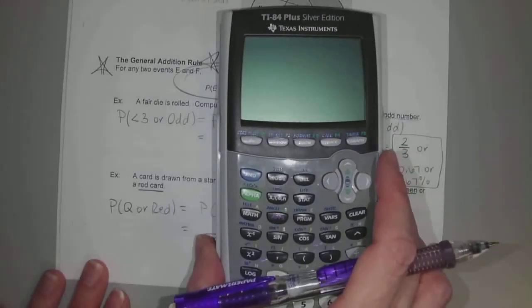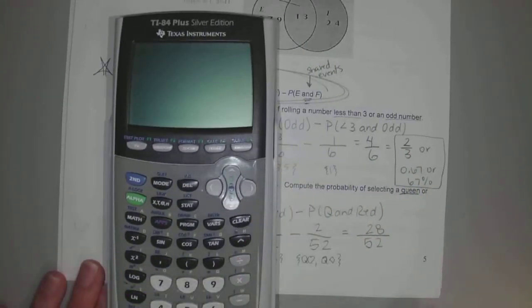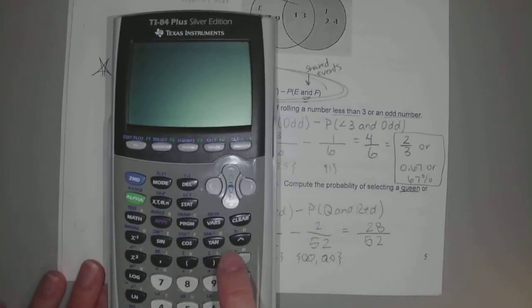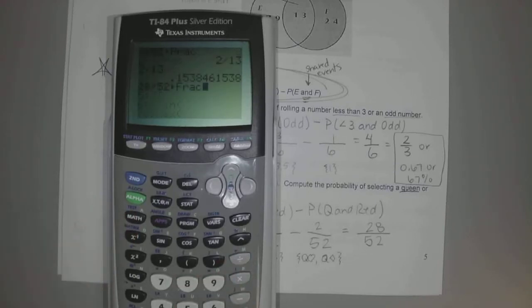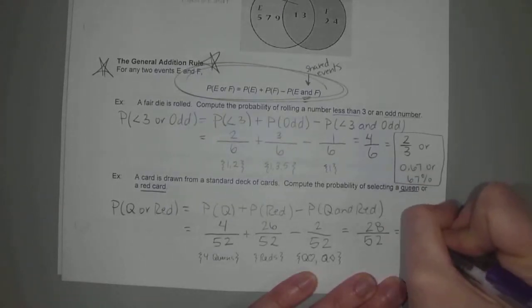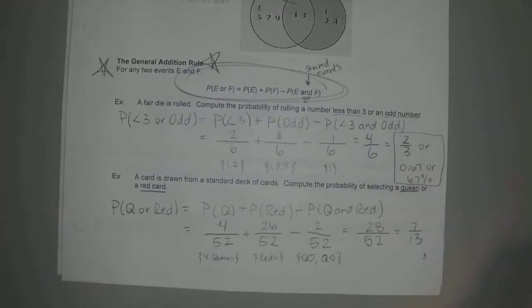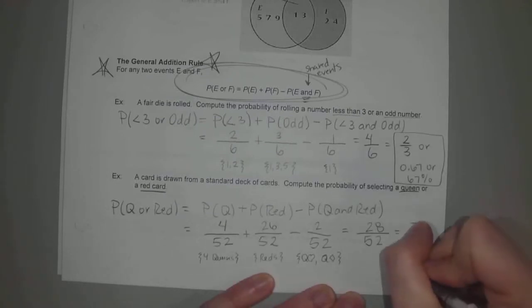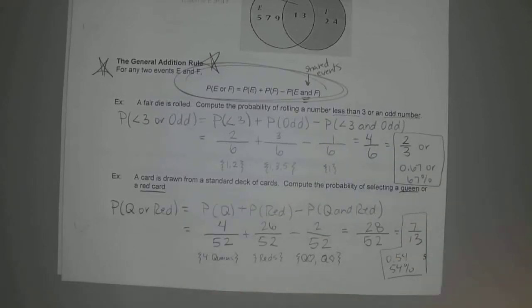You can do it in your calculator. 28, oopsie, turn your calculator on. 28 out of 52, hit math frac, 7 out of 13. If you want to change it to a decimal, you can. That's 0.54 for rounding, or 54%. And that makes sense because we would be happy with more than half the deck, right? Because half the deck was the red, and the couple other queens that we'd be happy with puts us over the edge of 50%.